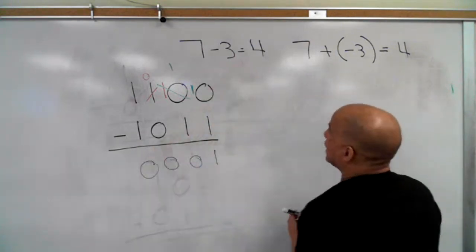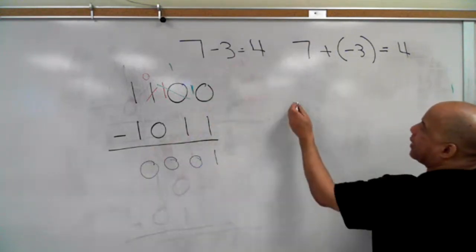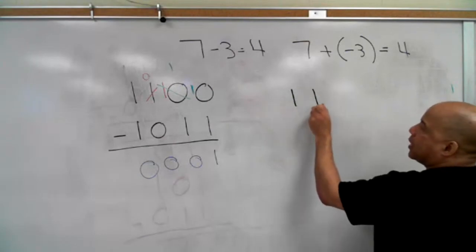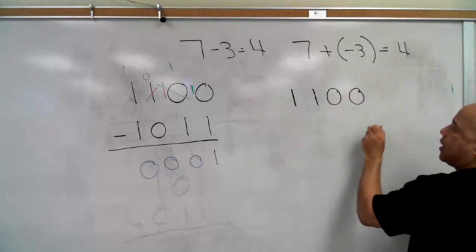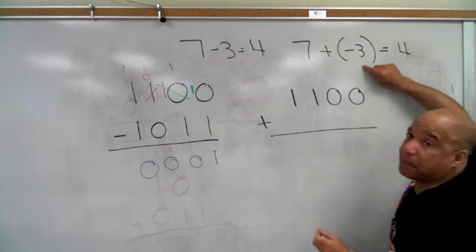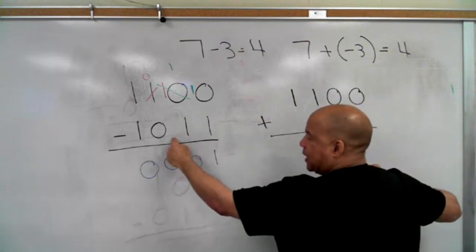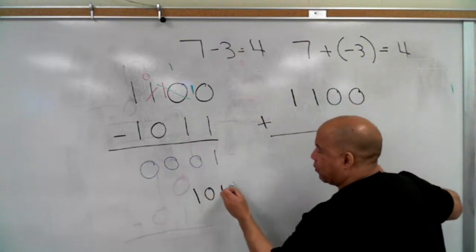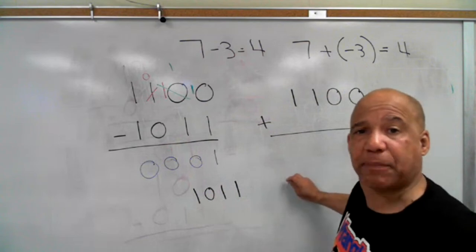This is represented by this, but if I want to do it this way, I say, all right, I got a 1, 1, 0, 0. And what I want to do is add the opposite. But what is the opposite of this? So I've got to take a 1, 0, 1, 1. The opposite is going to be the 2's complement.